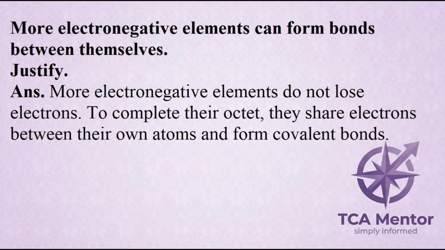More electronegative elements can form bonds between themselves. Justify. Ans. More electronegative elements do not lose electrons. To complete their octet, they share electrons between their own atoms and form covalent bonds.